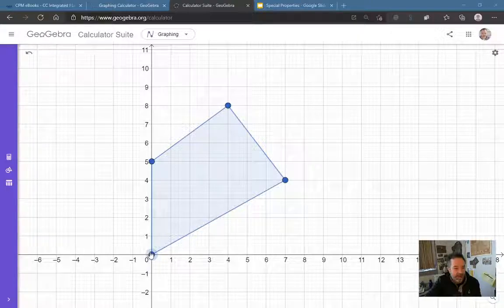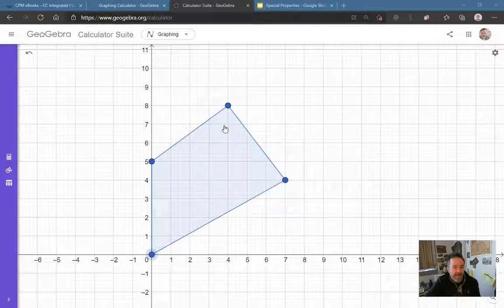But I can see that I go up 1, 2, 3, 4, and then I go over 1, 2, 3, 4, 5, 6, 7. Well, 4/7 is not the same fraction as 3/4. They can't be reduced to be the same thing. So I know, because this slope and this slope are not equal, this cannot be a trapezoid because the opposite sides aren't parallel. One of the properties that I think could be special for this one is I think this has to be a right angle.